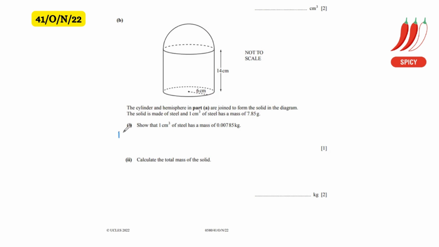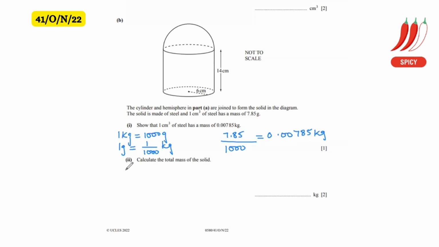So if 1 kilogram equals 1,000 grams, when we reverse it and go from grams to kilograms, 1 gram would equal 1 over 1,000 kilograms, which means to convert the 7.85 grams into kilograms, we divide it by 1,000, and that's 0.00785 kilograms. Then it says calculate the total mass of the solid.